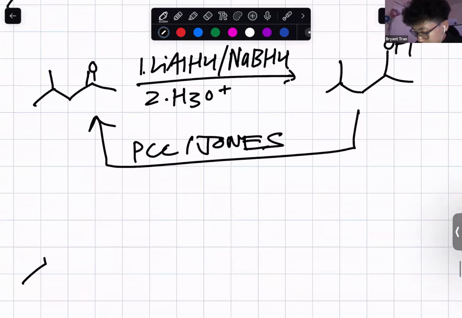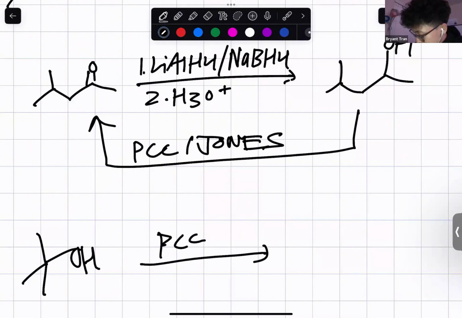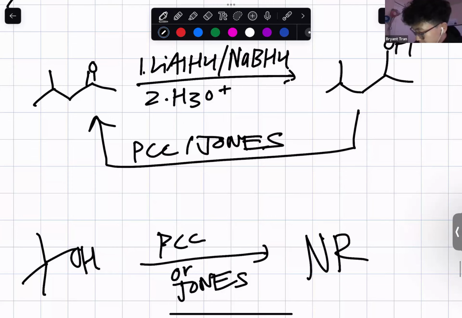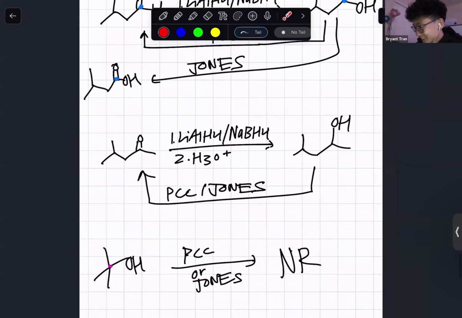If we had a tertiary alcohol like this, and we try to PCC or Jones it, like oxidize it, NR, no reaction, because there's no available hydrogens for us to substitute it with. So that's what I want you to think about moving forward.